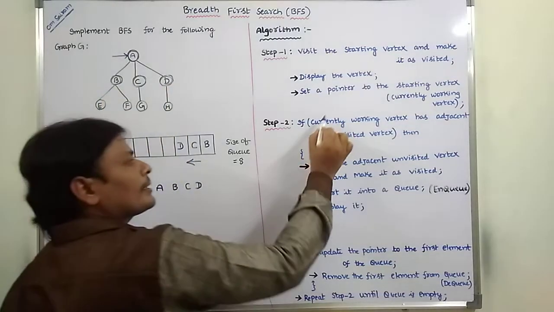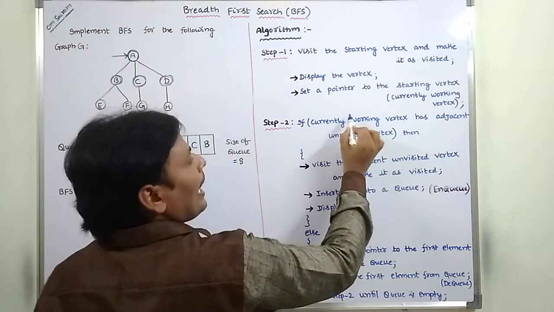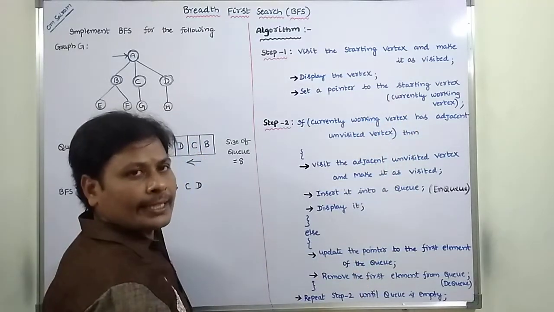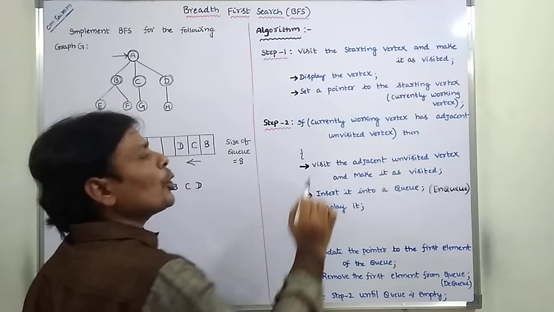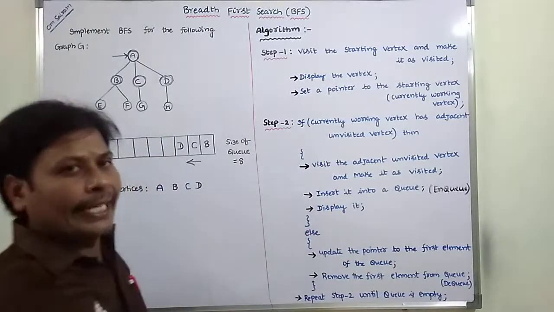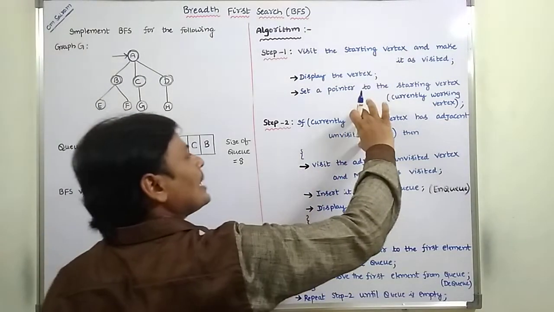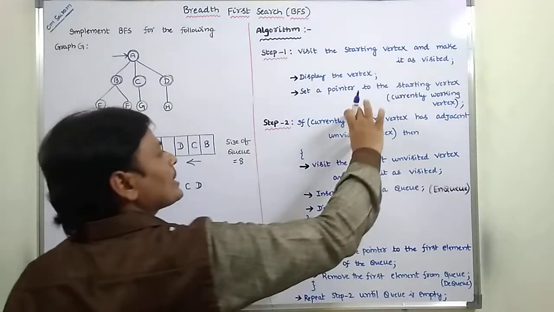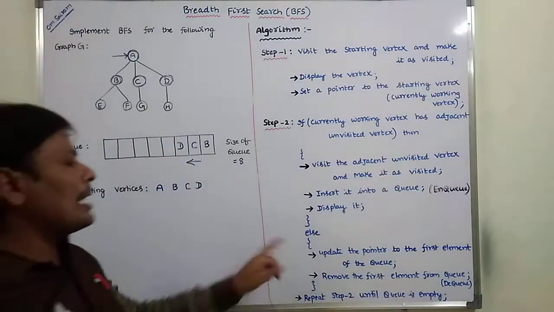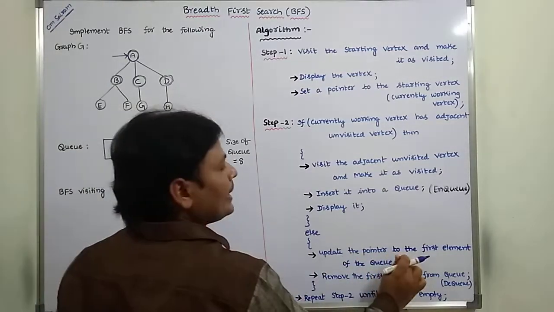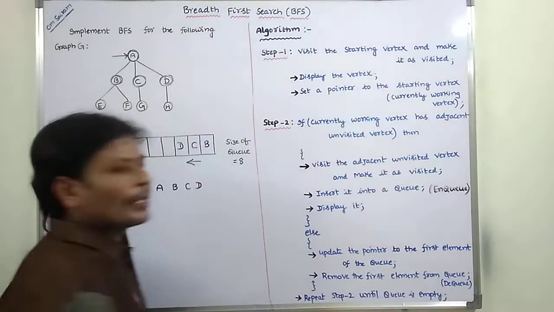So because of that reason, here capital A has 3 adjacent vertices B, C, D, all are visited. There is no vertex that is unvisited. Okay, so now this condition is false. If this condition is false, go to the else part.